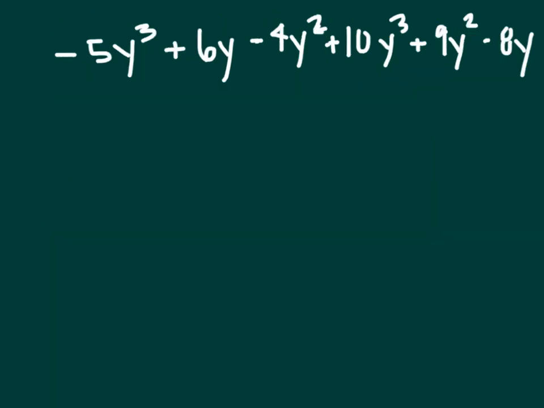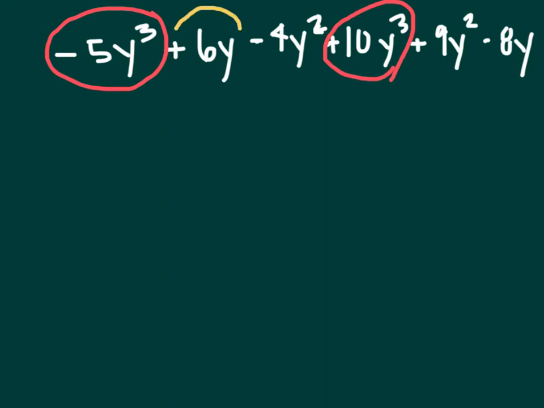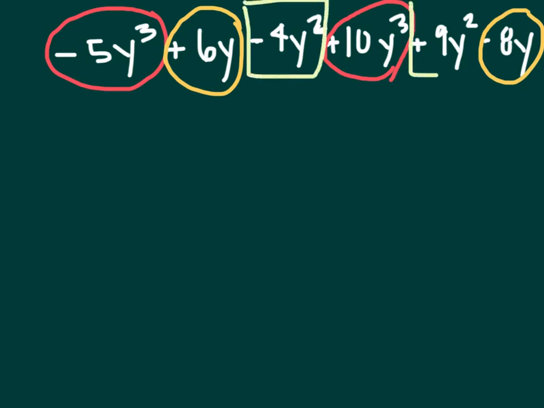I want you to pause the video and try this one on your own. I would start by identifying my first term, negative 5y cubed, and I'd look for any other y cubed terms. I see that there's one right here, so I'll circle it, and I know that those have to be combined. Now as I move on, I get positive 6y. I'll look for anything that can combine with, and I see that there is a negative 8y right here. And moving on to my very last term, negative 4y squared can combine with positive 9y squared.